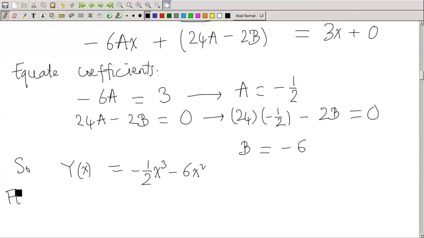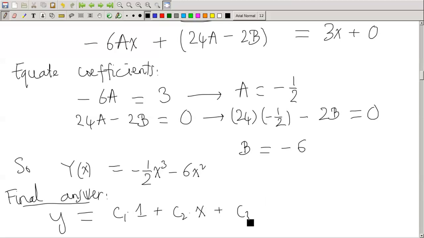And then we have our final answer here. That's y equals c1 y1. Recall that y1 is just 1. And c2 y2, which is x, plus c3 y3, e to the quarter of x, plus capital Y, which is minus a half x cubed, minus 6x squared. This is the general solution to our ODE.